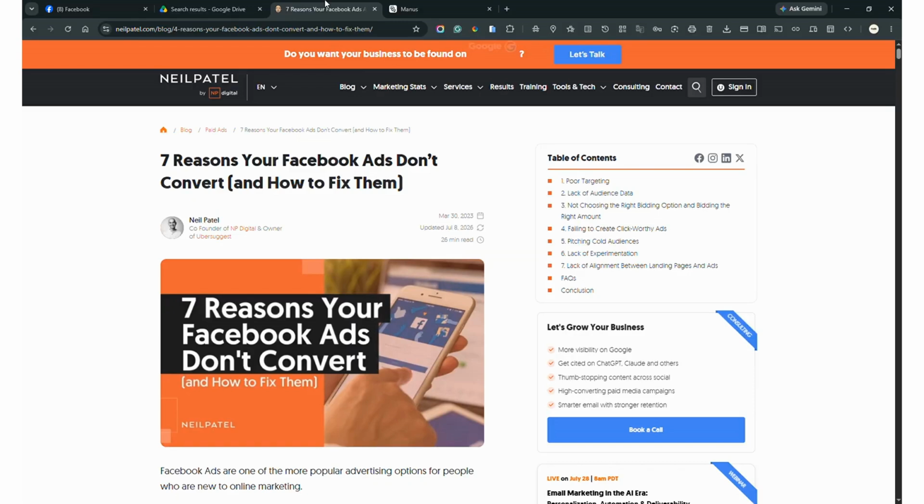The third one we are going to have a look at has to do with not choosing the right bidding option. Okay, so what is bidding in the first place? Bidding here has to do with the amount that you are willing to spend within a day for your audience to see advertisements. You are into water closets, and in Ghana here, it is not only you that sell water closets.